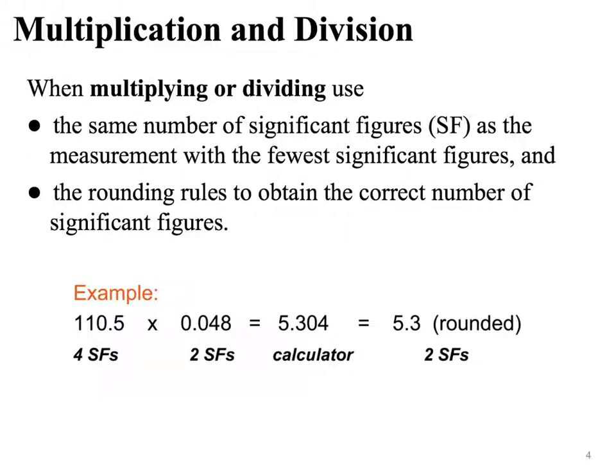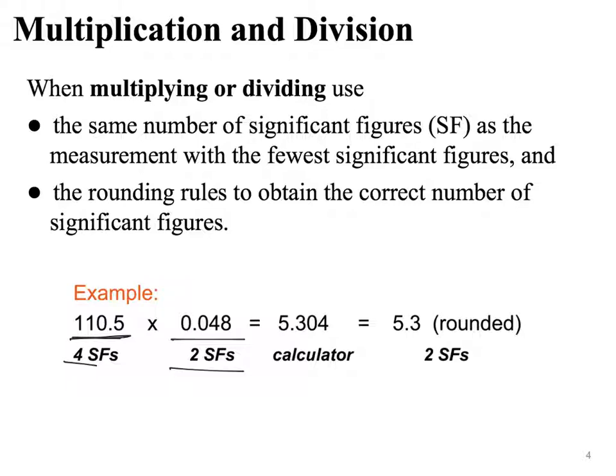The first rule we're going to learn with significant figures in calculations is going to be multiplication and division. When we're doing this, the most important thing is to count the number of significant figures. For this, for example, we have this number over here. This number has 4 sig figs. This one over here has 2 sig figs.